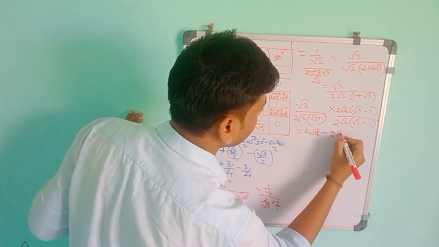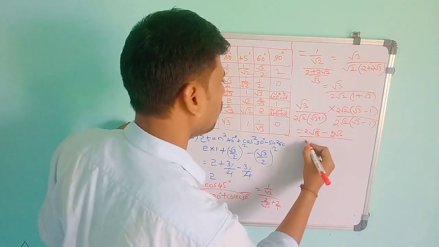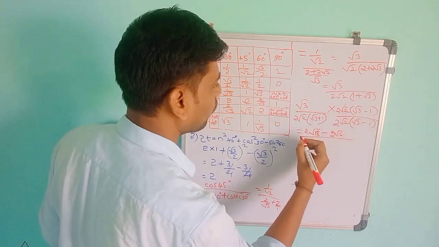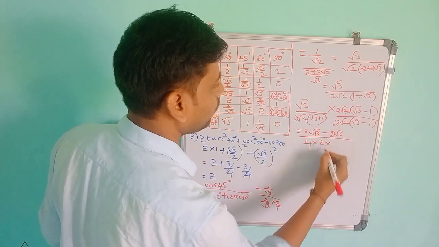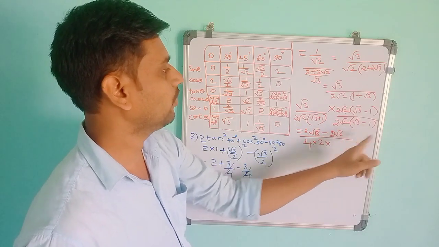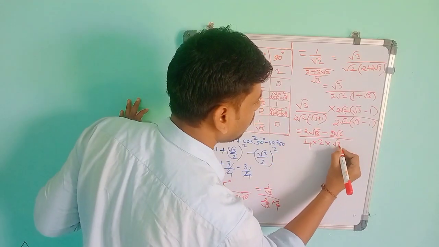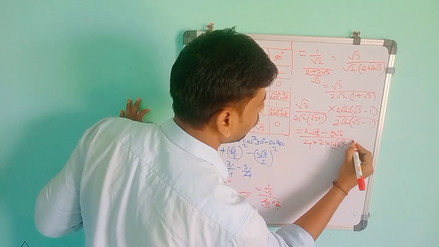2 root 6. This whole divided by this 2 into 2 is 4. Root 2 into root 2 is root 4. That is also 2. Then into this is a plus b in form of a minus b. So a plus b, a minus b will be a square minus b square. Root 3 whole square minus 1 square.